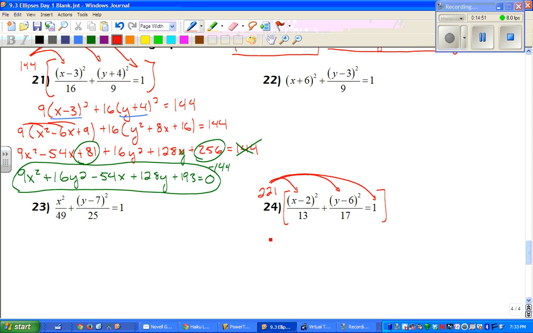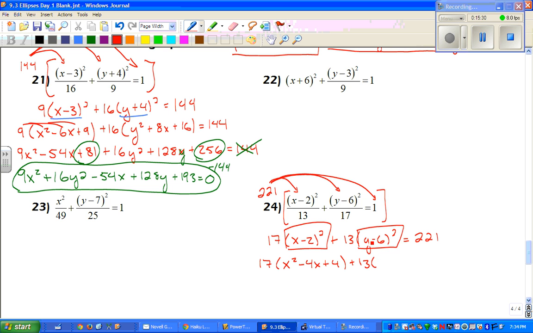221 divided by 13 gives you 17, x minus 2 squared, plus 221 divided by 17 is 13, y minus 6 squared equals, and then 221 multiplied by 1 is 221. Next step, you got it. Do the distribution, or do the FOIL. So you have a 17, and then x minus 2 squared becomes x squared minus 4x plus 4. You have the 13 on the outside. y minus 6 squared. The product is y squared minus 12y plus 36 equals 221.